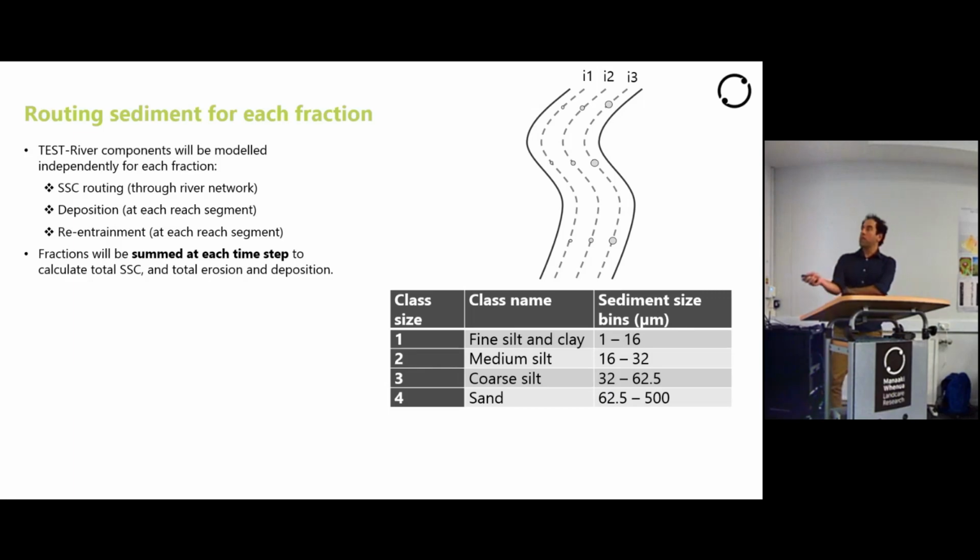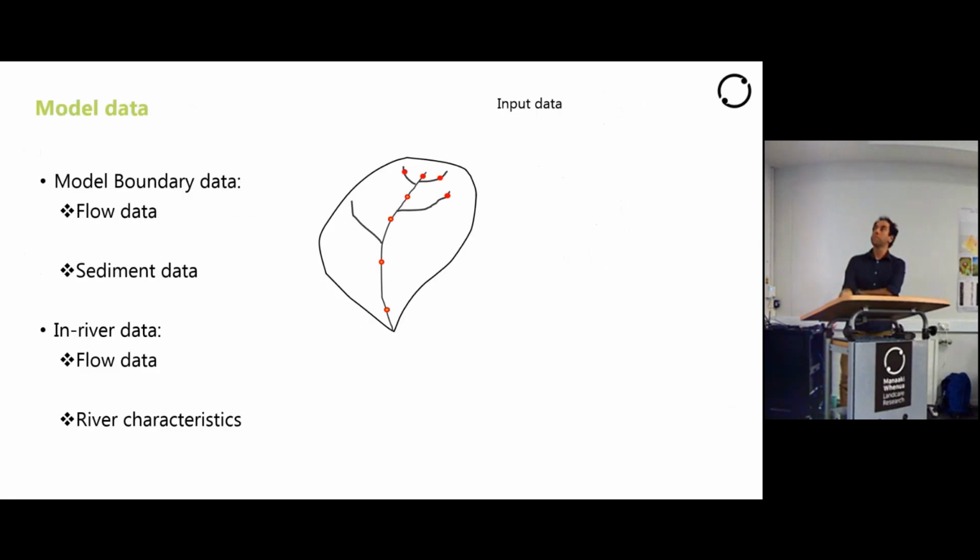For our work, we selected 4 size classes. Again, as I said, in the model there is a capability to select more sizes or fewer sizes. But for the modeling that we do in the Manawatū, which I will show you later, we selected 4 fractions.